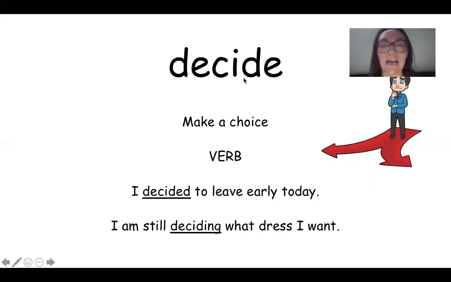Next word is decide. Decide is a verb, and it means to make a choice. So I decided, ed past tense, I decided to leave early today. Or you could say I am still deciding what dress I want. Or you could use the present tense, right? I decide how I live my life.